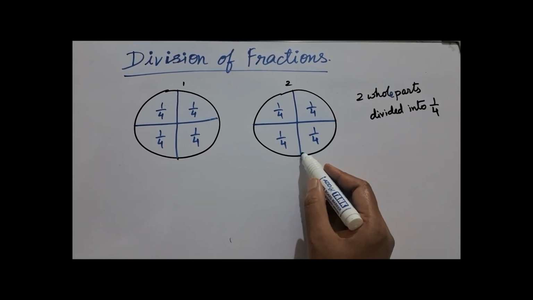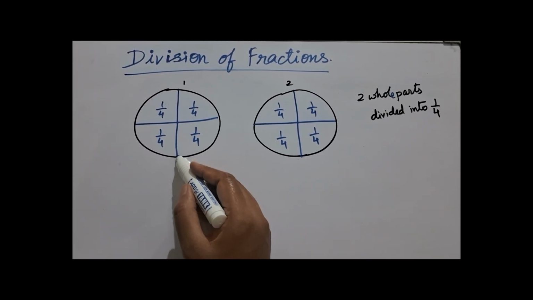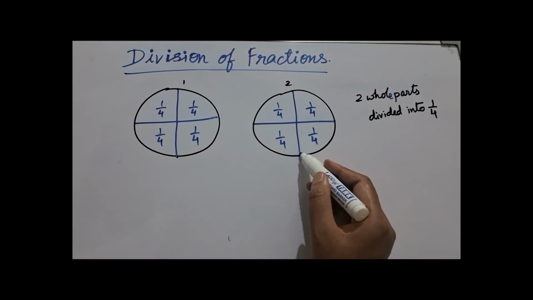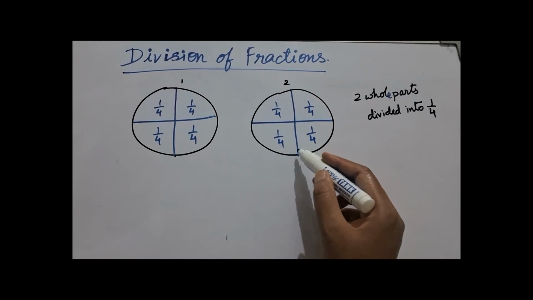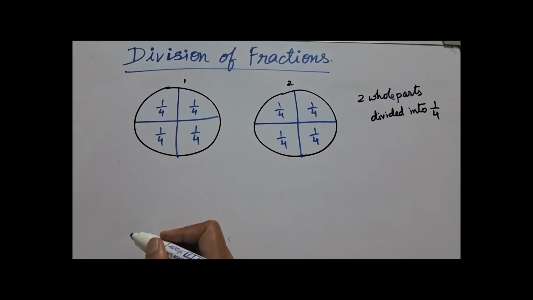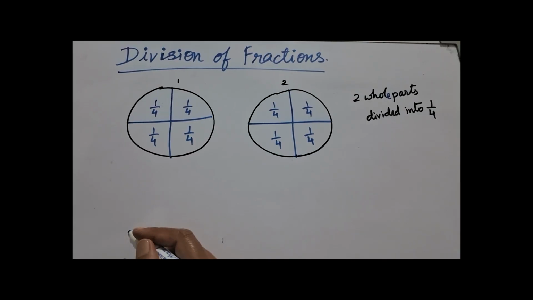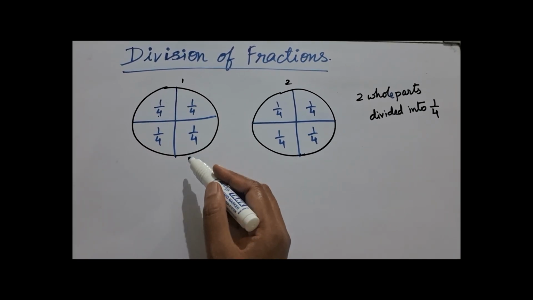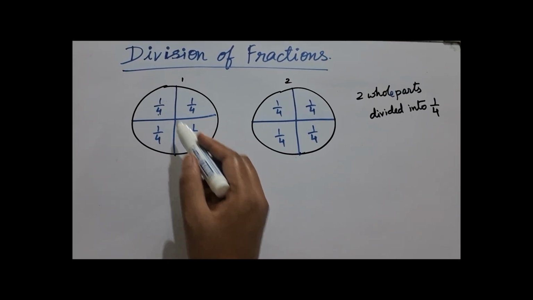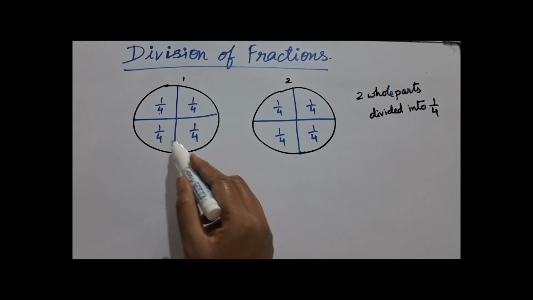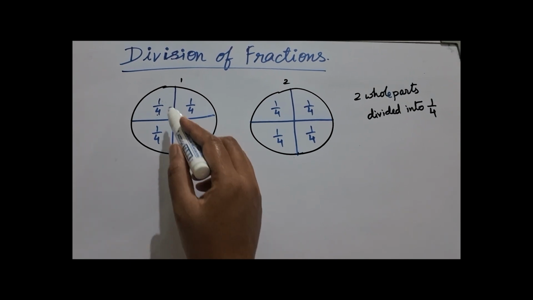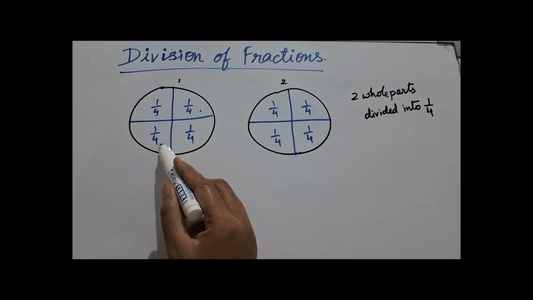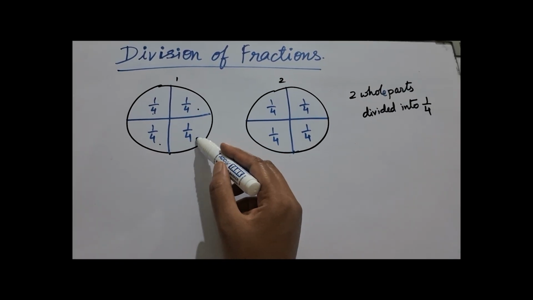Now let's learn how to do division of fractions, children. Here two whole parts are there. This is one circle and this is another circle. And these two whole parts are divided into 4 parts each. Okay. Now how much will each part be? Each part will be 1 by 4. So here we can see that this whole is divided into 4 equal parts and each part will be 1 by 4. This part also is 1 by 4, this part also is 1 by 4.